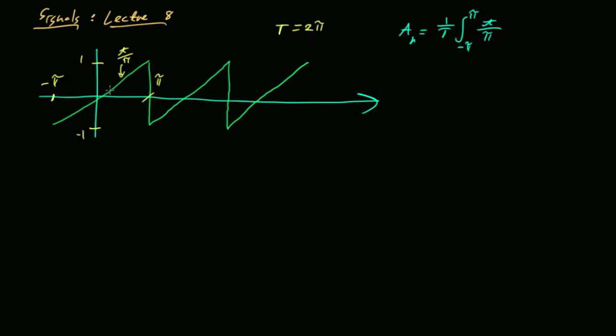So the frequency omega naught, the default frequency of this signal, is what? How many rads per second is this signal? What's the period? Period is 2 pi. So the frequency in hertz is 1 over 2 pi, which means the frequency in radians per second, 2 pi f, is 1 rad per second. You with me? Okay.